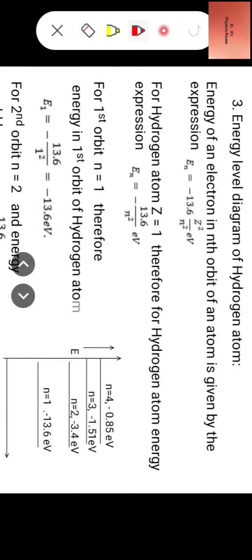Continuing with the chapter of atom. Today we come to its third part, that is energy level diagram of hydrogen atom.